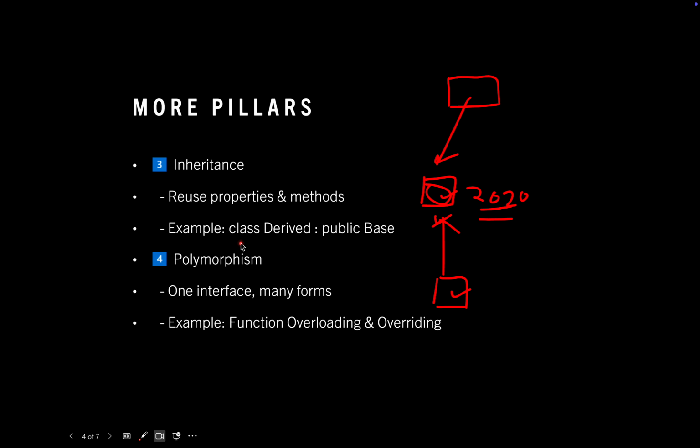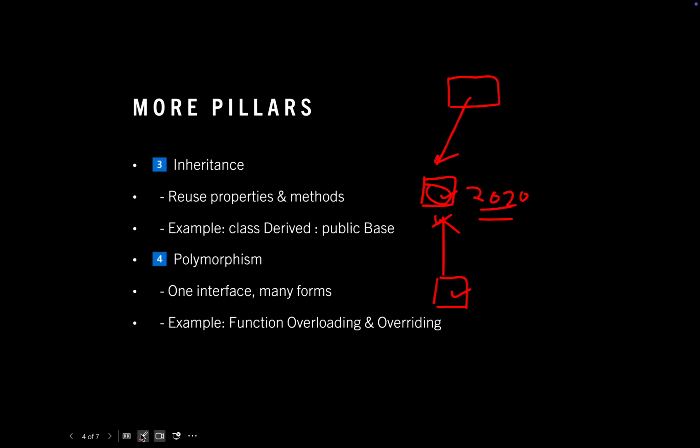If you are deriving from a parent class, then you just use class derived, and the name of the base class, which is your parent class, is written over there. So this is the Toyota Innova 2025 deriving from the Toyota Innova 2020. So that's how this thing works.